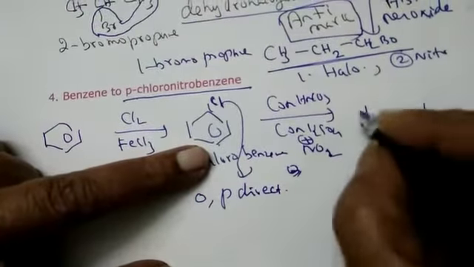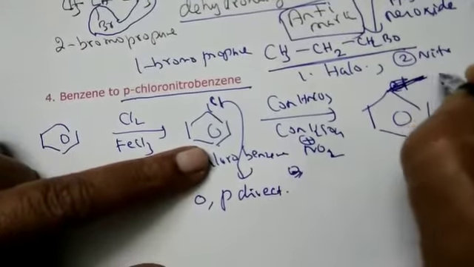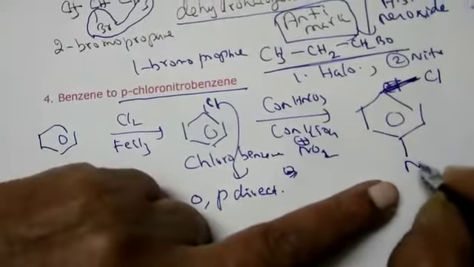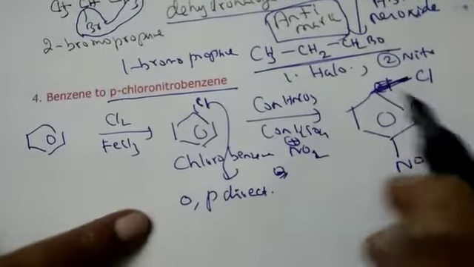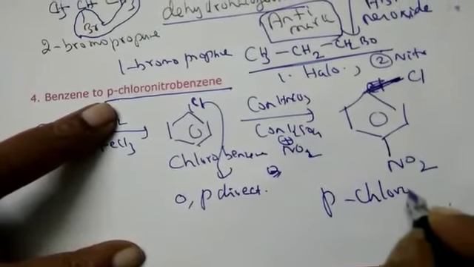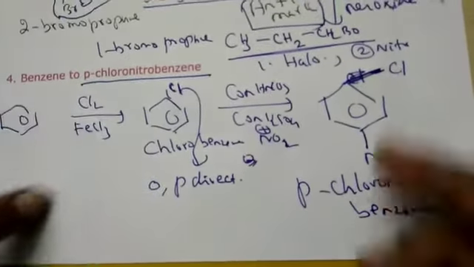So now the final product is Cl. Sorry, here I am writing the bond to Cl. And here, para to this, you are getting NO2, and now the product is para-chloronitrobenzene. Para-chloronitrobenzene.